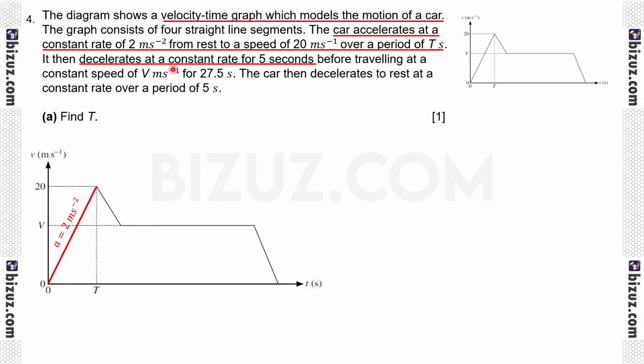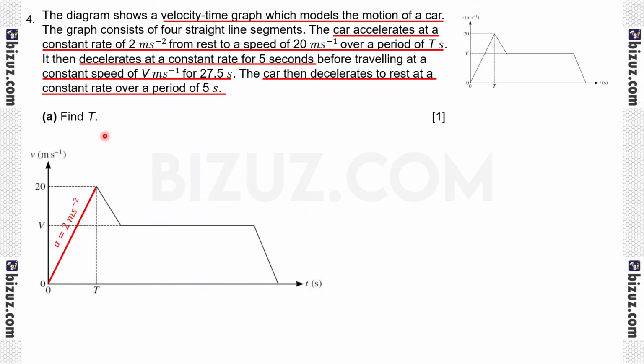Now it then decelerates at a constant rate for 5 seconds. So for 5 seconds it decelerates at a constant rate here, and it stays at that constant speed of v meter per second for the next 27.5 seconds. Finally, the car decelerates to rest at a constant rate over a period of 5 seconds. So from capital V to 0, it takes 5 seconds.